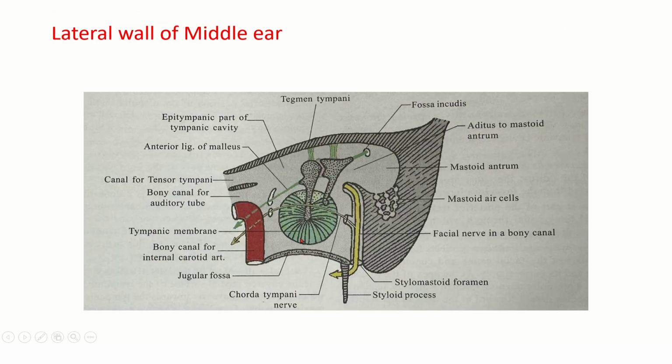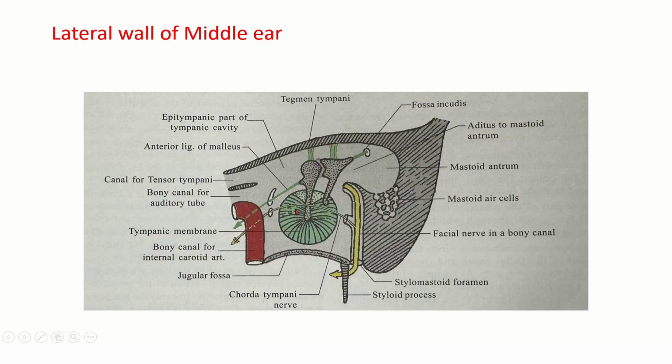You can see this is the entire lateral wall. This part is the epitympanic part of the tympanic cavity. And here you can see this is the main component of the lateral wall of the middle ear, which is formed by the tympanic membrane. Here you can see the head of the malleus with the anterior process, the body of the incus with the short process, and the supporting ligaments. With respect to the tympanic membrane, you can observe the handle of the malleus, and here the long process of the incus.